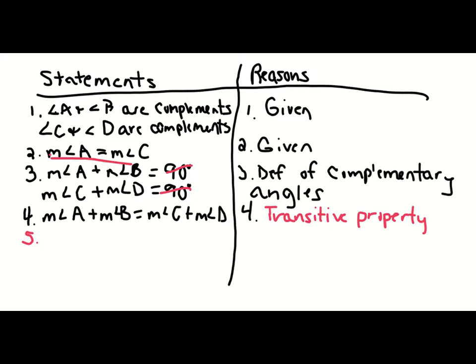Well, I can say that the measure of angle A plus the measure of angle B is equal to the measure of angle A plus the measure of angle D. The reason I can do that is because I know A is equal to C. So what I did, what do you think my reason should be? Hopefully you said substitution, because I substituted A in for C. So that is my substitution.